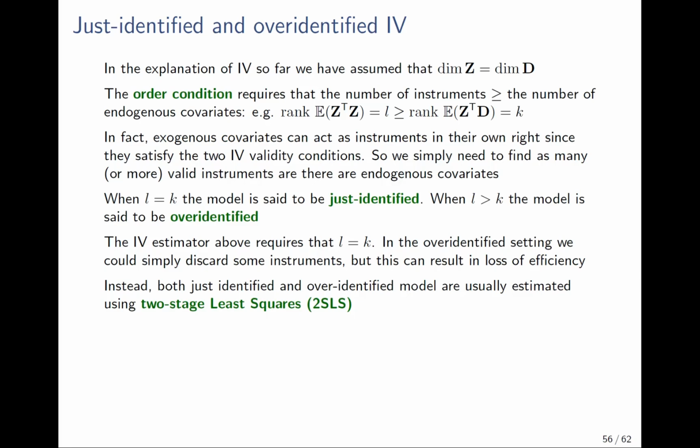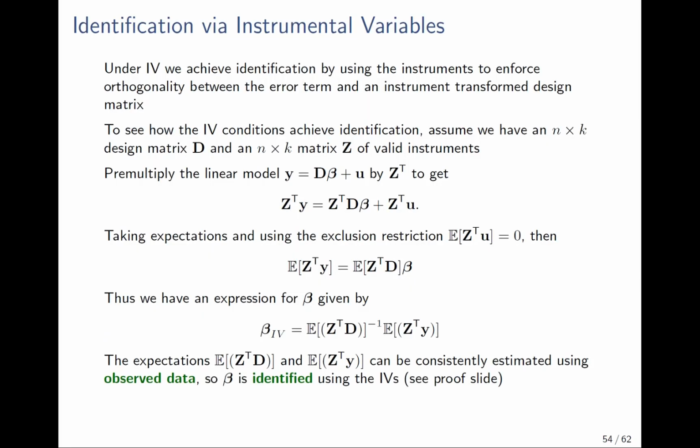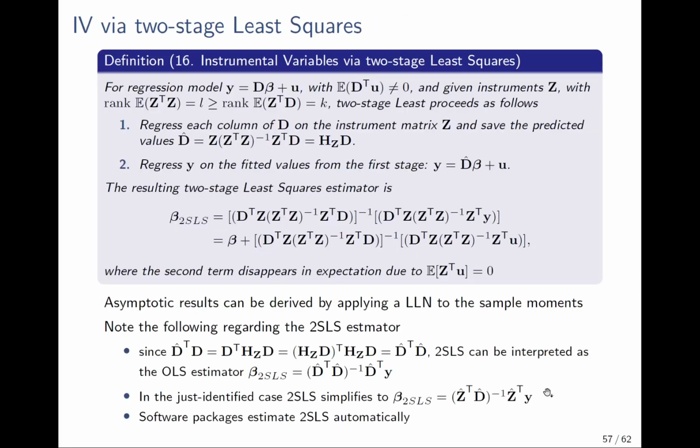And the IV estimator that we looked at above, not estimator, but this condition here, required that L equals K. But that doesn't have to happen. So in the over-identified setting, we could simply discard some instruments, but that would result in a loss of efficiency. So instead, in both the just identified and over-identified model, instrumental variables is usually implemented via what's called two-stage least squares. And the process is defined in this slide here.